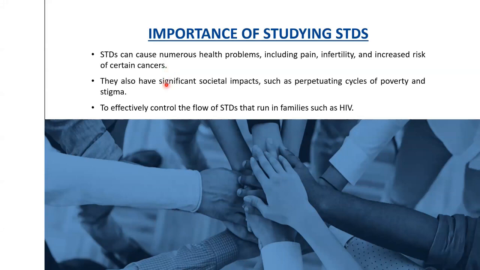They also have significant social impacts, such as perpetuating cycles of poverty and stigma. Some of the STDs run in the families of certain third world countries, in which HIV, for example, is transmitted from the mother to the children, and they spend their whole life in misery. And when they marry or get a partner, this disease further gets spread unscreened. So it is very important to get screened and get treated.